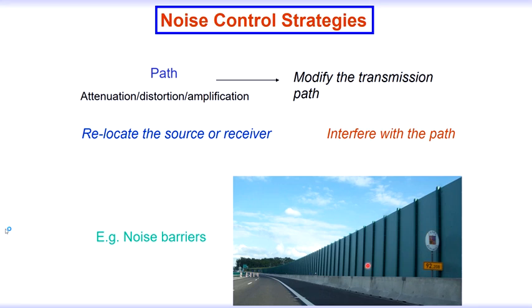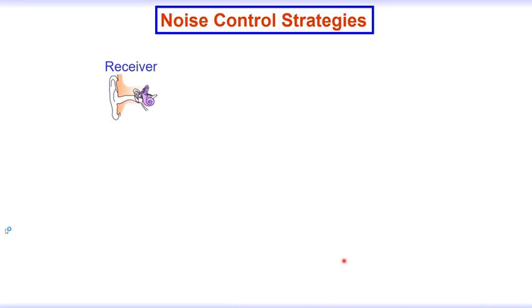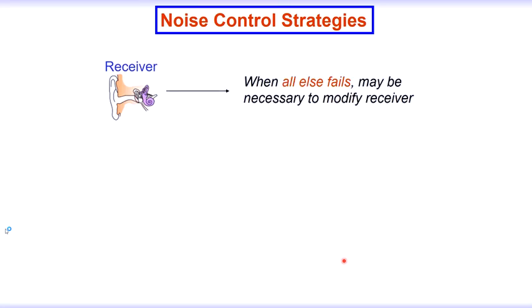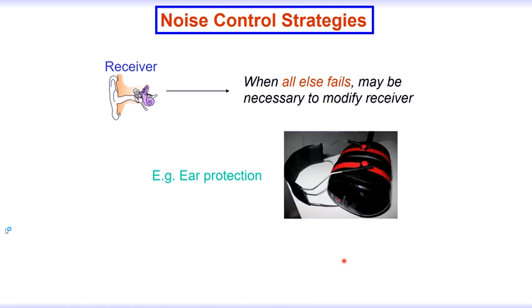So the barriers are there such that the source of the noise, which is the cars on the road, and the receiver might be a residence on the other side of the barrier. The noise propagation from the source to the receiver is interfered with by the noise barrier. Then we move on to the receiver. And it should only be when all else fails that we do something at the receiver. And then it may be necessary to modify the receiver. And the obvious thing to do here is to provide hearing protection for people. But importantly, this is the last point that we aim for. We really want to avoid this at all costs if we can.